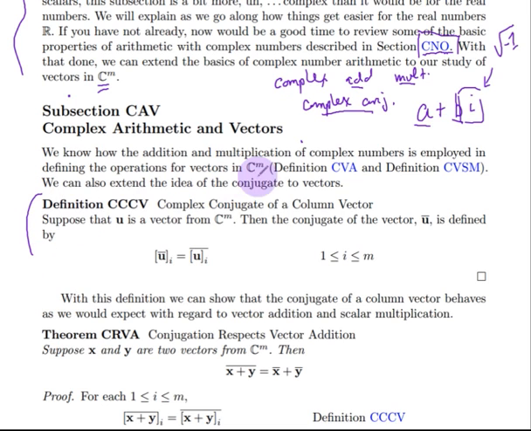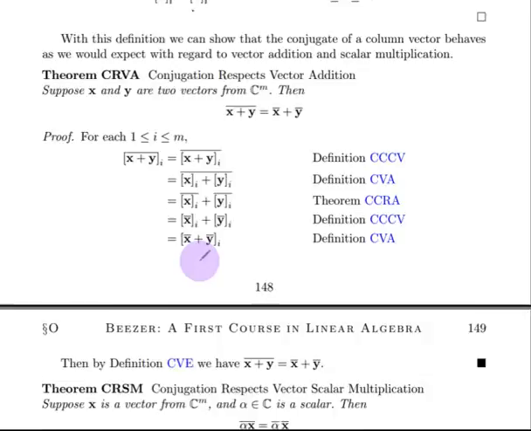So we're going to extend this notion of complex conjugate from a number to a vector. And we do that in a similar way to how we did our previous vector operations. The conjugate of a vector is defined as the vector whose entries are the conjugates of each individual entry. So to take the conjugate of a vector, the ith component is going to be the conjugate of the ith component. And we'll see some examples of this.